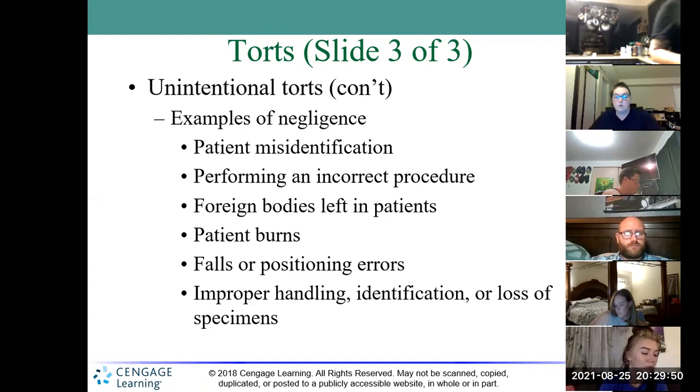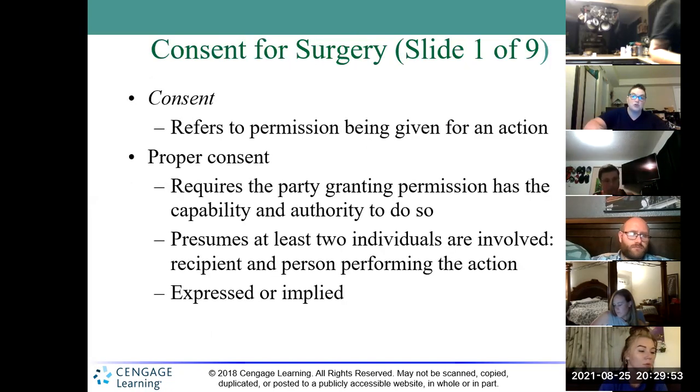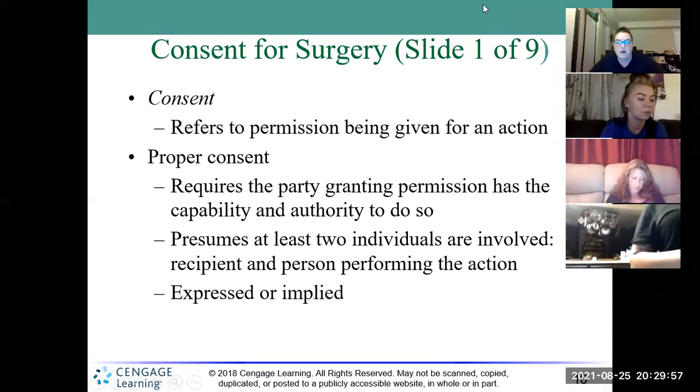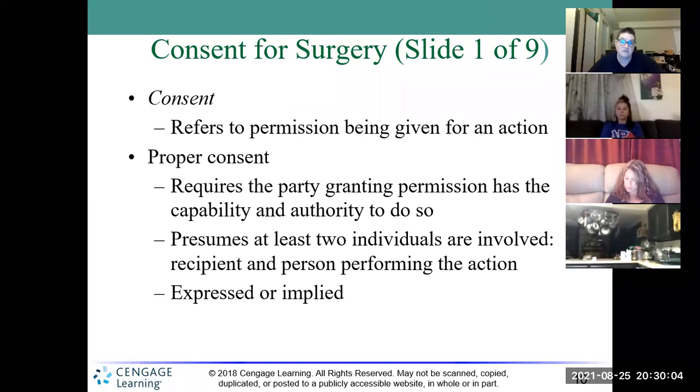Okay, and then we're going to move on to the consent for surgery. This is really important. This is also covered in that timeout, making sure that there is written permission on the chart and it's visible. Most physicians require to see that, to actually put eyes on that.